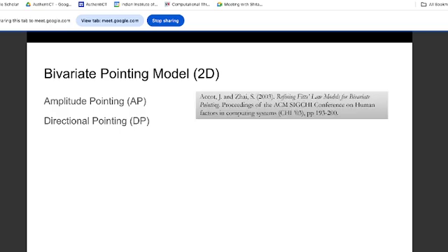This Fitts law was refined by Zhai in 2003, so it is pretty recent. It was presented at ACM SIGCHI, the CHI conference, which is the conference on human-computer interaction, in 2003.